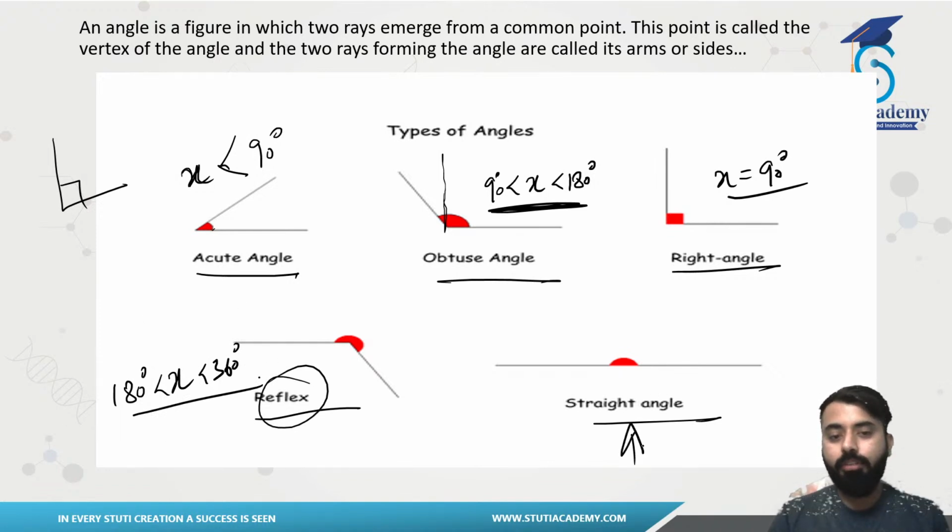Now for the case of straight angle, you guys see on a straight line, the maximum angle that you can get, you can say this is what? This is an angle of 180 degrees. So any angle x will be called a straight angle if it is of 180 degrees measurement. So I hope you guys can recall each and every one of these angles. So let's move forward and see what do we have now.